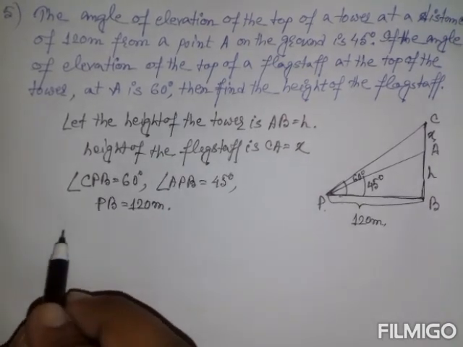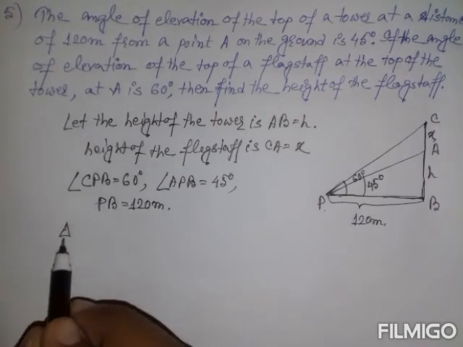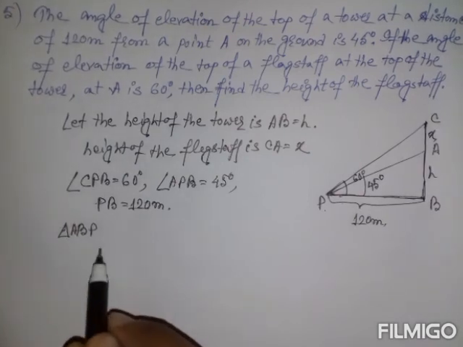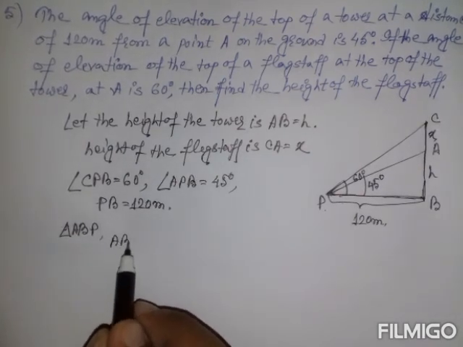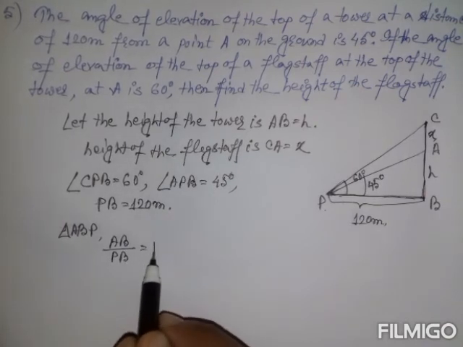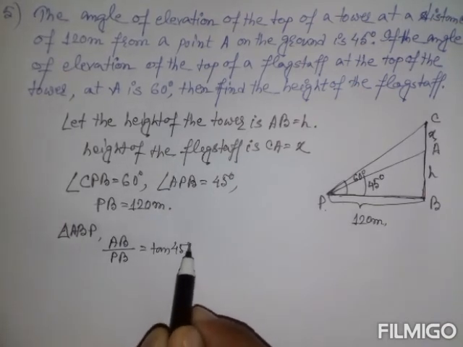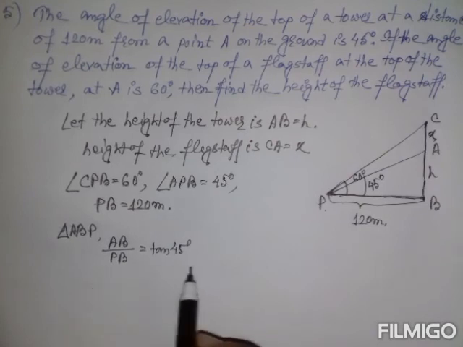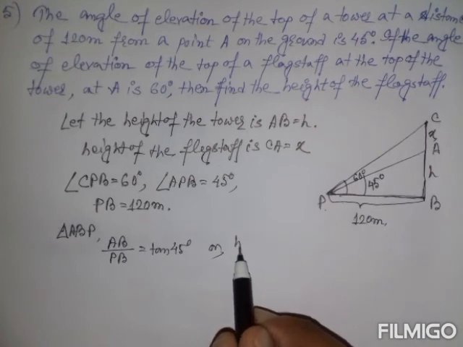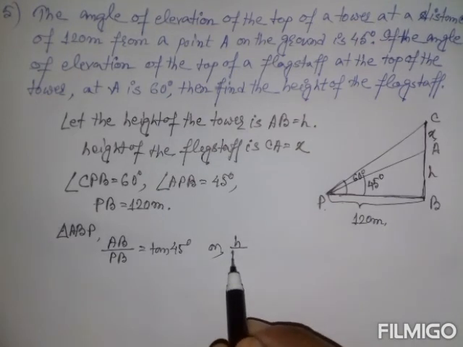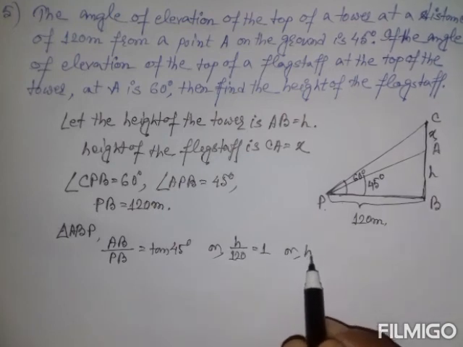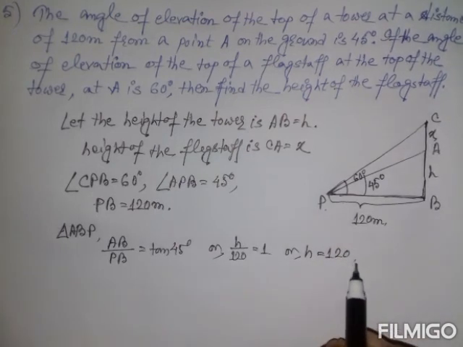Now we can say that from right angle triangle ABP, AB by PB is equal to tan 45 degree, or AB means H, PB means 120 is equal to tan 45 is 1, H is equal to 120.